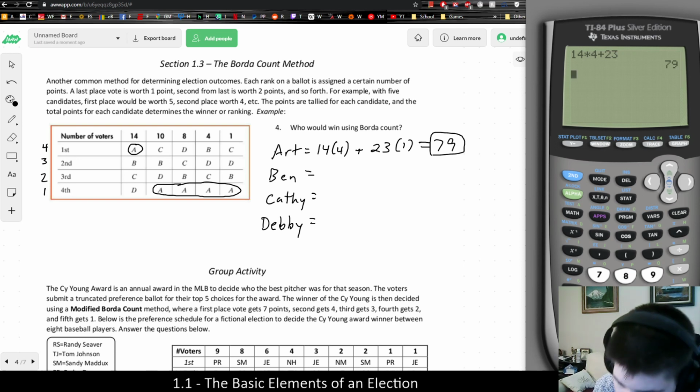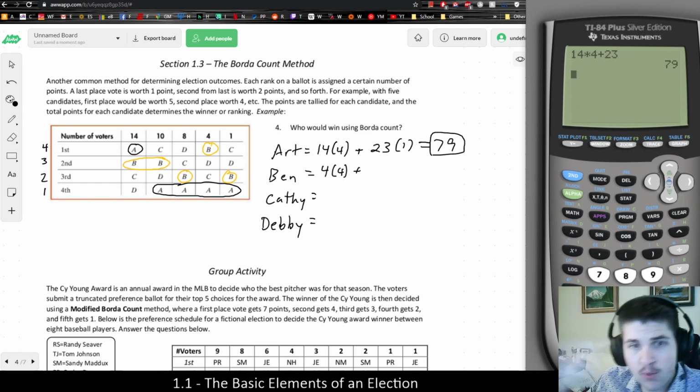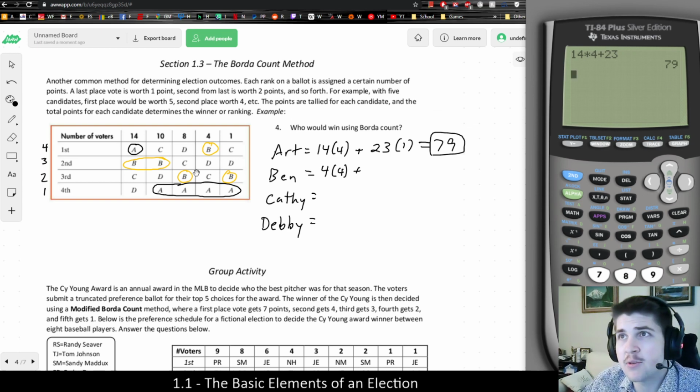Okay, so for Ben, I'll circle them in yellow just to differentiate. Ben had 4 first place votes, he had 14 second place votes, and he had 9 third place votes. So in my Borda tally, I like to do them in order. 4 first place votes, each of those are worth 4 points. When I'm looking at this, I calculate how many votes there were, and I make sure to multiply it by this number, because each one of those votes is worth 4 points.